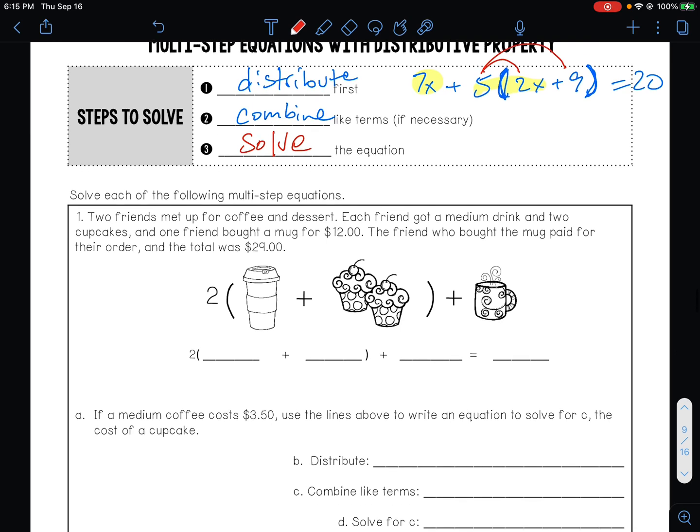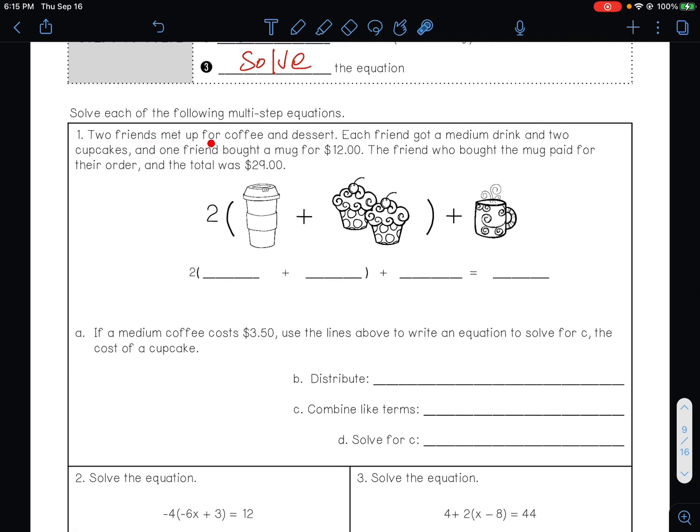Ready? Let's begin. We got two friends who met up for coffee and dessert. Each friend got a medium drink and 2 cupcakes. And one friend bought a mug for $12. The friend who bought the mug paid for their order, and the total was $29. So imagine this. Each friend got a coffee and 2 cupcakes. So because they both got a coffee and 2 cupcakes, we just put it in parentheses and say, hey, 2 people bought a coffee and 2 cupcakes. Plus, a mug was bought by one of them.